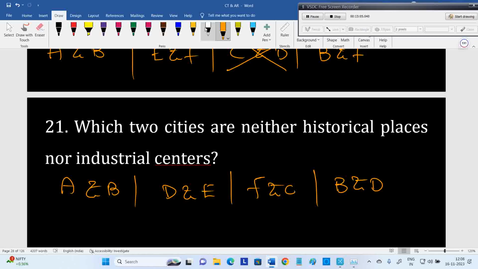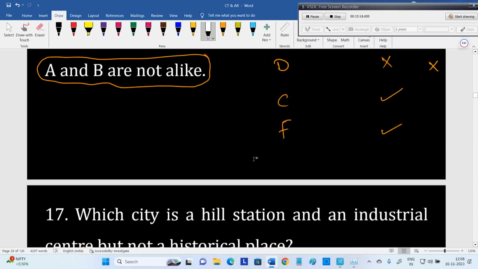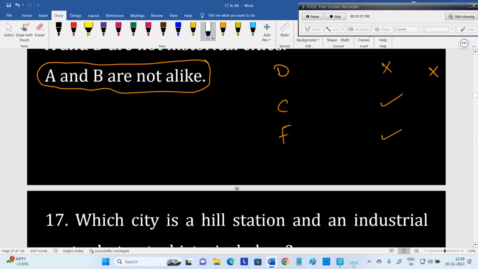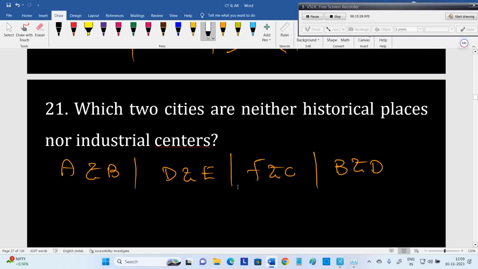B and D. Okay, we know A, B, D are not historical. Now we want neither historical nor industrial as well. D is already not industrial. E we already considered as historical for one of the questions. So E, now we cannot take industrial. So E should be eliminated. Wherever E is there, this is not the correct one. And D is already in the picture. So D must be there. It's B and D only.